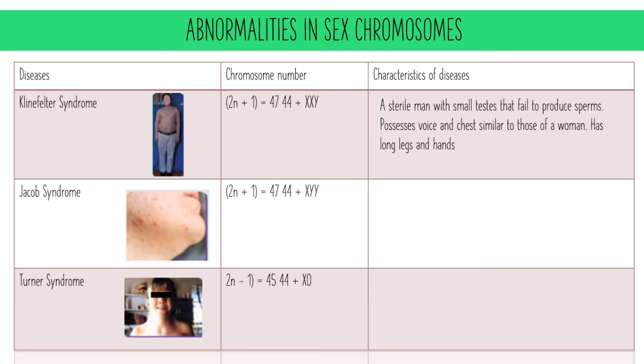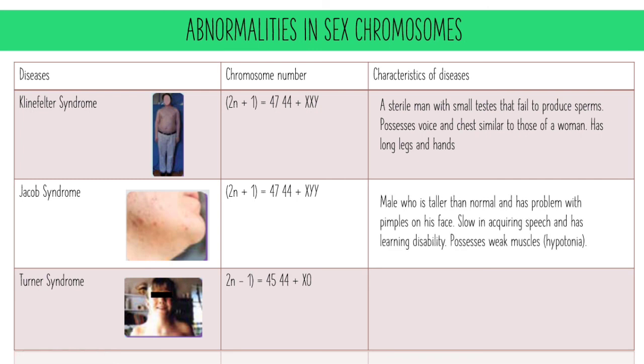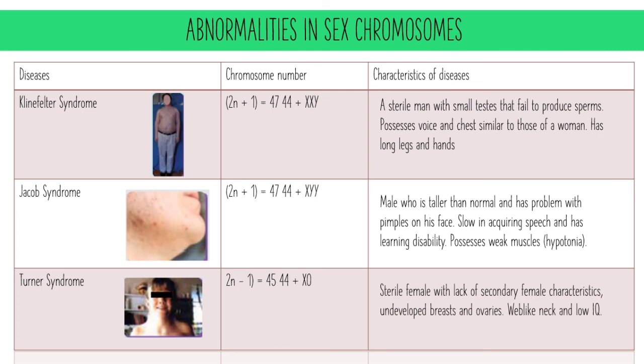But Jacob syndrome has 47 chromosomes, okay, and the autosomes number 44 plus XYY. So the male who is taller than normal has problems with pimples on his face, is slow in speech, has learning disability, and possesses weak muscles. And the last one is Turner syndrome. Okay, they have 45 chromosomes, 44 plus XO. So a sterile female with lack of female characteristics, undeveloped breasts and ovaries, webbed neck and low IQ.